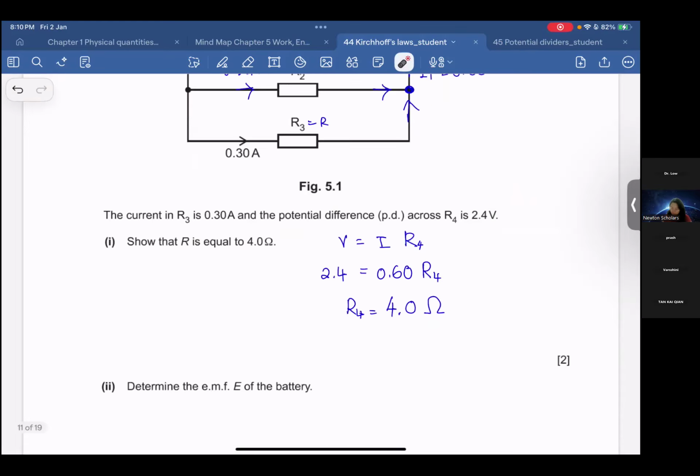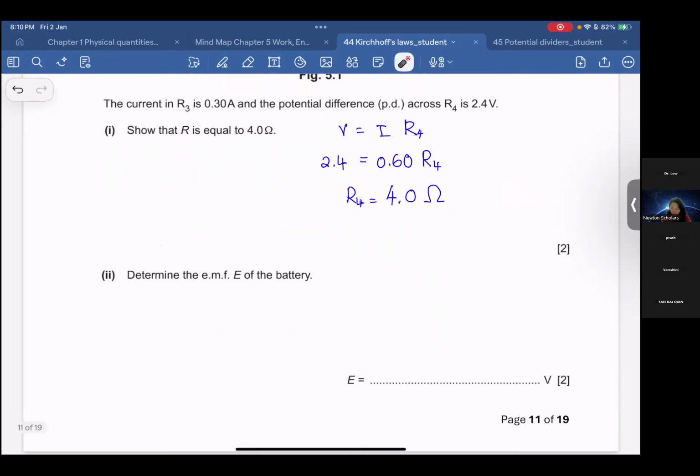Next, determine the EMF of the battery. Think. Before I give you the answer, so try. Show me your answer.